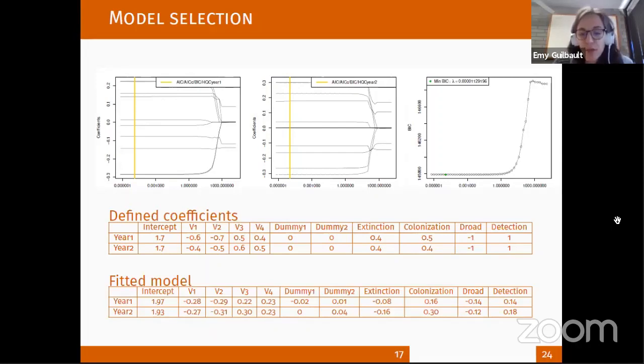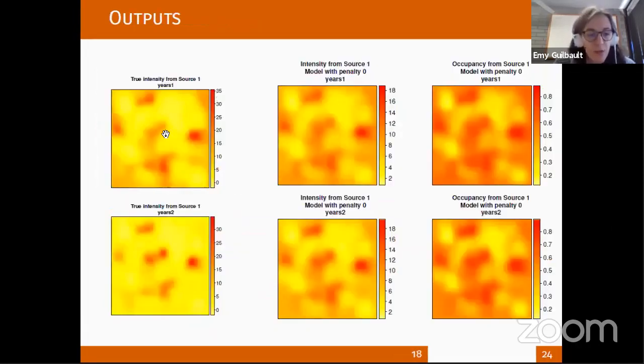What we can also look at is the intensities. We had some true intensities for year 1 and year 2. We see that the presence-only and occupancy data show a similar pattern of intensity. We note a slightly different range of intensity here though, but it is also linked to the values of the coefficients that we got.